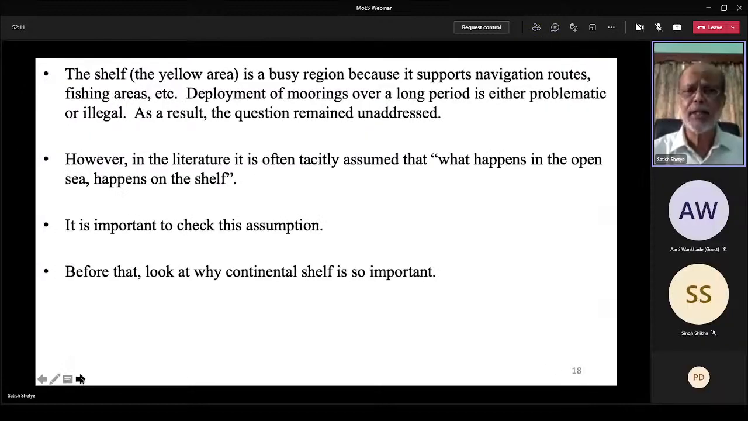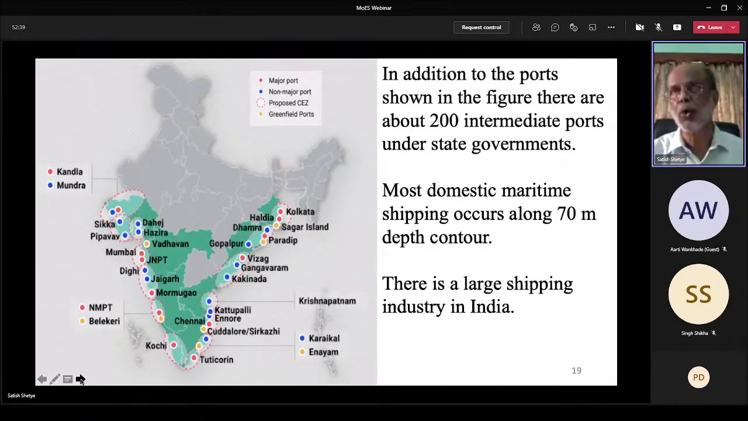In the literature, however, you very often find the assumption that what happens in the open sea happens on the shelf. I think it needs to be checked, and I will convince you that there are new data which suggest that assumption needs serious reconsideration. Okay, before I do that, let me ask, what are the sort of activities that go on the shelf?